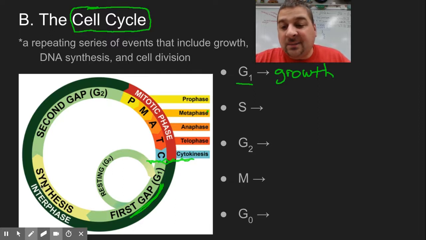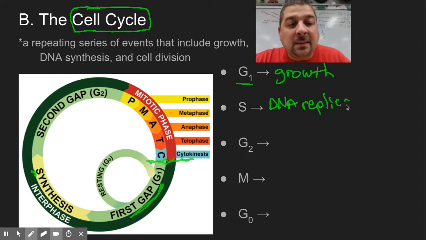Okay, once it gets bigger, bigger, bigger, and it says, I better start thinking about dividing. The next step over here is S phase. S stands for synthesis, or that is when DNA replication happens. Okay, DNA replication is when the DNA copies itself because it needs to have two copies of all the genes of the DNA to give to each of the two new daughter cells.